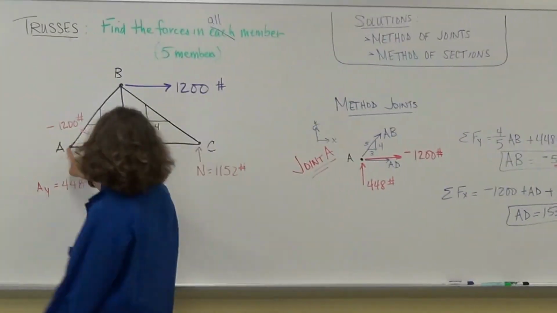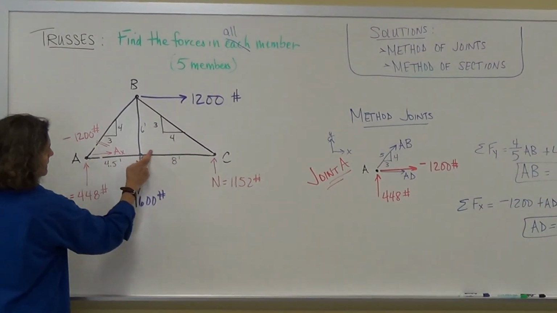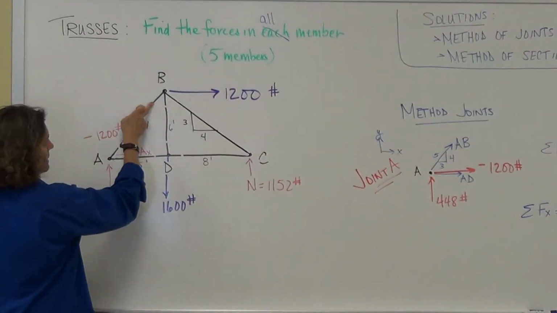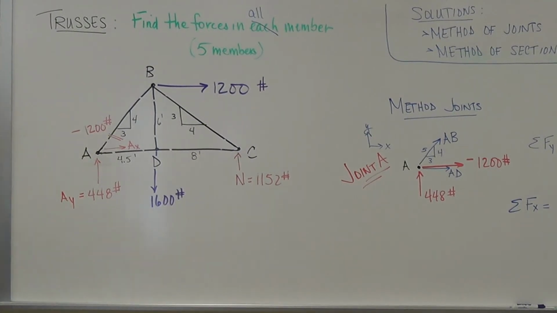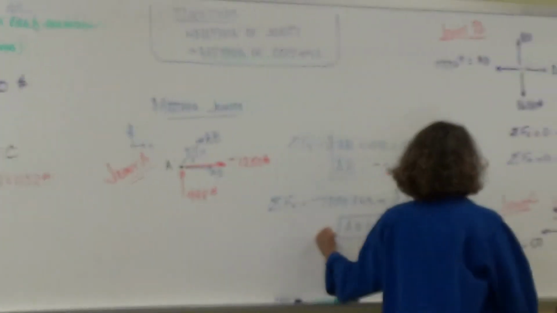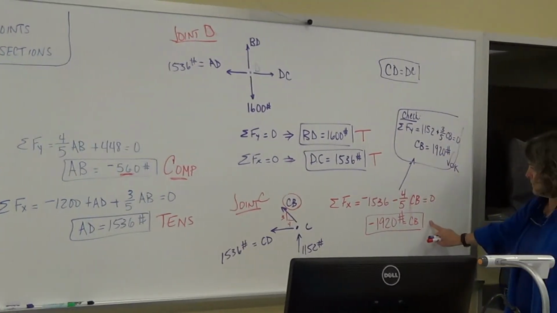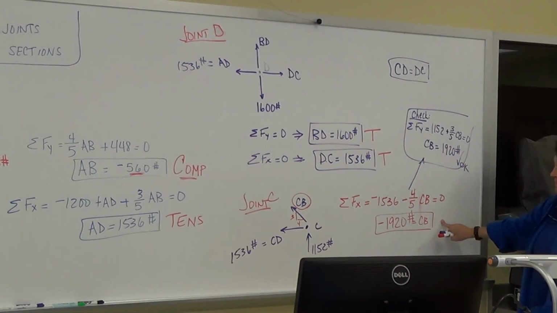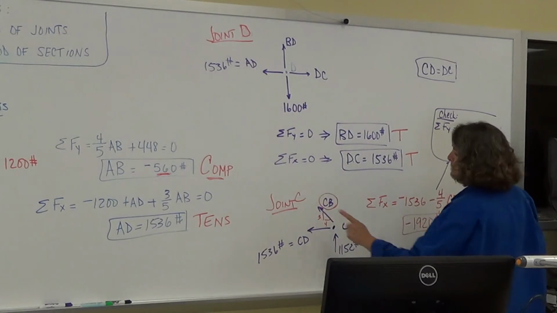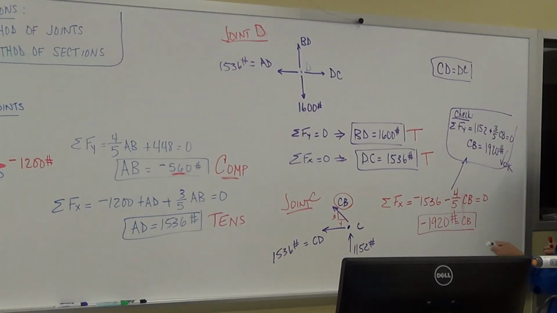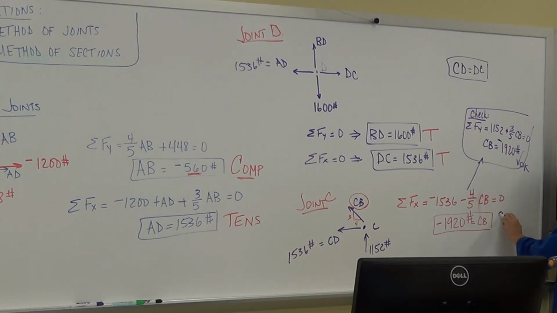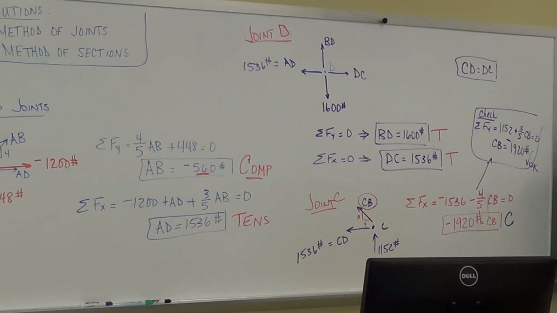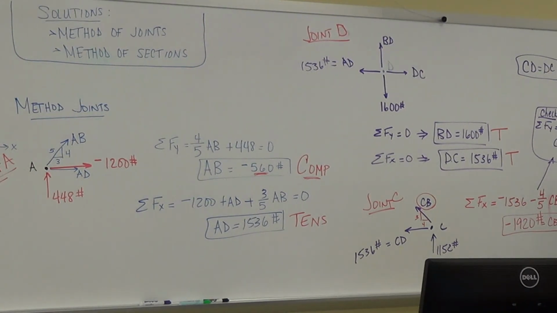You take each joint and you break away the members. The thing we have to make sure is, did we say tension or compression for all of them? We did compression here, we did tension here, tension, tension. Okay, what about this 1920? We drew it away, which would be tension, but we got a negative value, so that means that it's compression. And this turned out to be compression too, because it has a negative value. Okay.